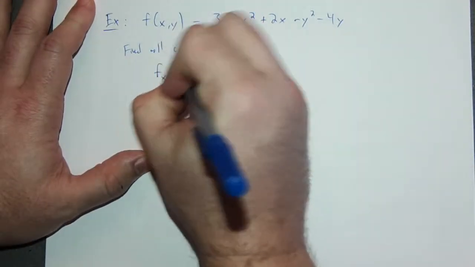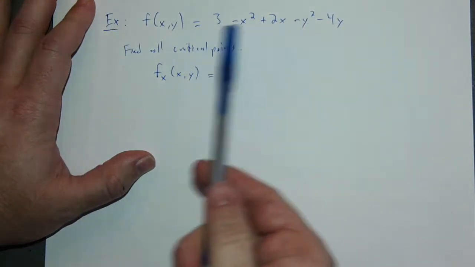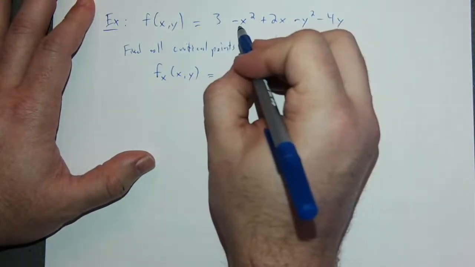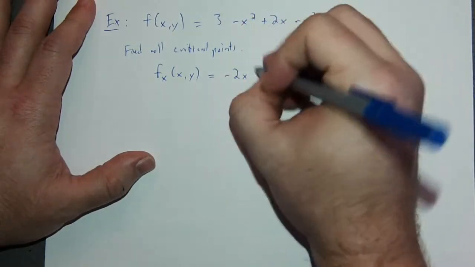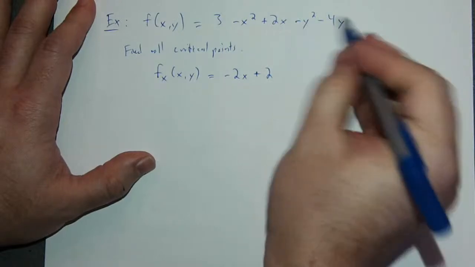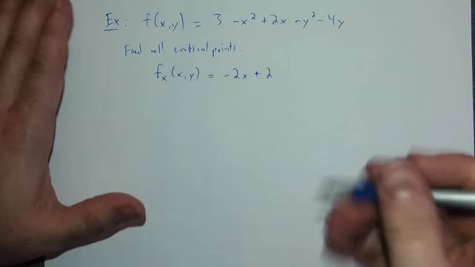So I take the x partial here. The x partial of f, let's just go through here. X partial of 3 is 0. X partial of minus x squared is minus 2x. X partial of 2x is 2. X partial of the rest of these terms, which just involve y, is 0. So my x partial is minus 2x plus 2.